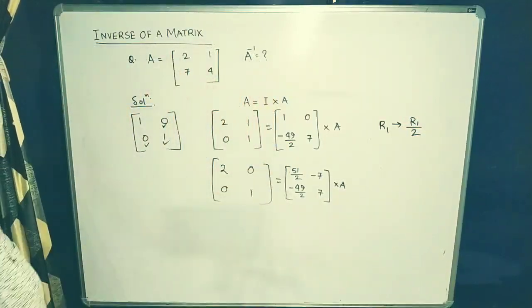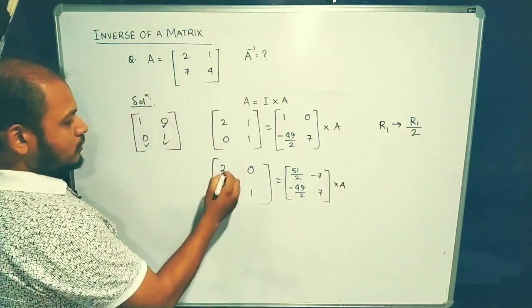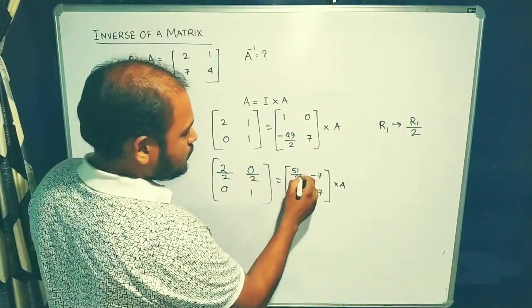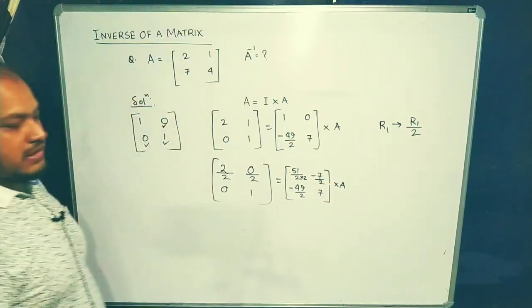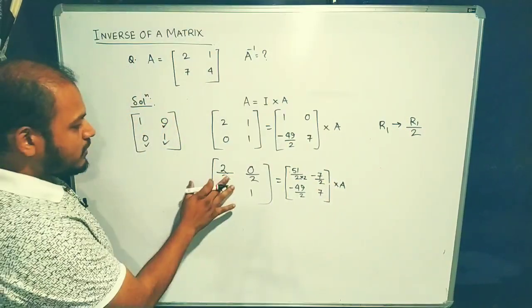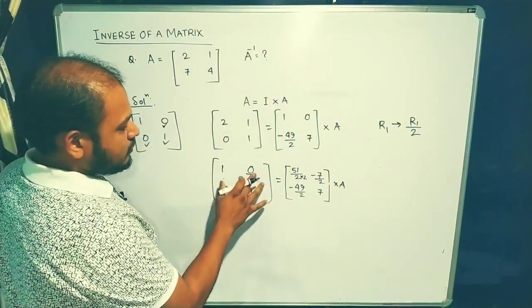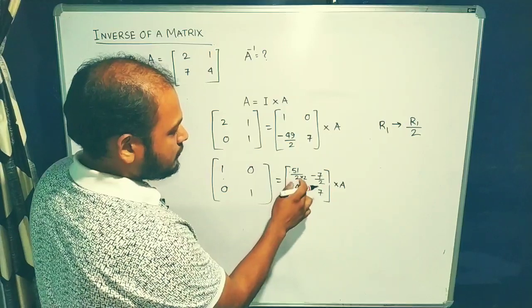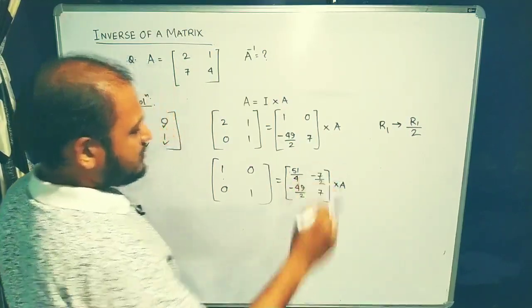So if we do this operation, the entire first row gets divided by 2. So we have 2 divided by 2, 0 divided by 2, 51 by 2 divided by 2, and minus 7 by 2, right? So this will become 2 by 2 is equal to 1, 0 by 2 is 0, minus 51 by 4, 2 2s are 4, and this is minus 7 by 2.